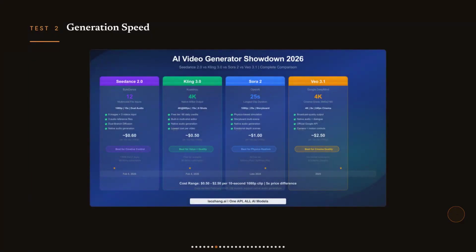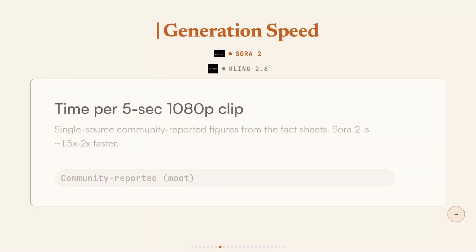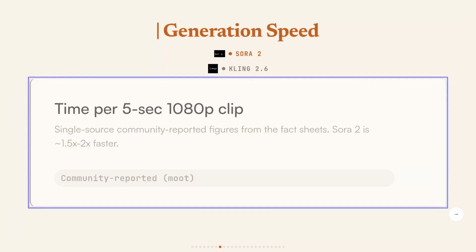Okay, so test 2 is generation speed, and the number that matters is simple. You're waiting on a 5-second 1080p clip, and every extra minute you sit there is a minute you're not iterating. I expected both tools to land in roughly the same ballpark, because that's usually how it goes at this tier. Watch what happens on the timer. Sora 2 was cranking out that 5-second clip in 1 to 2 minutes, while Kling 2.6 was running 2 to 3 minutes for the same output.